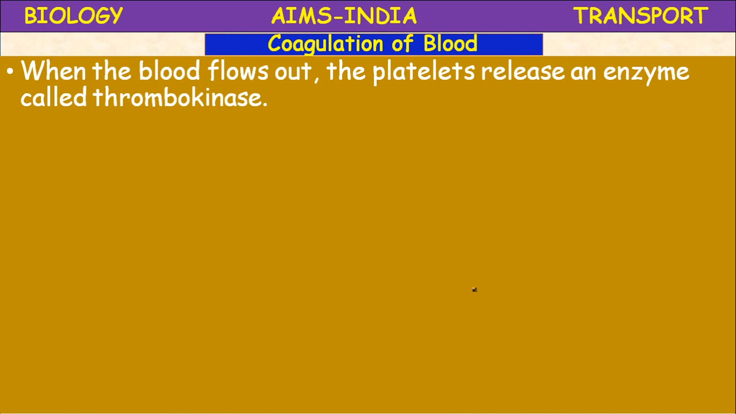The coagulation of blood involves the following. When the blood flows out, the platelets release an enzyme. There are three main types of cells present in our blood. What are they? RBC, WBC and blood platelets. They are also called thrombocytes, plate-like cells. So whenever a wound occurs or the blood flows out, the platelets release an enzyme called thrombokinase.